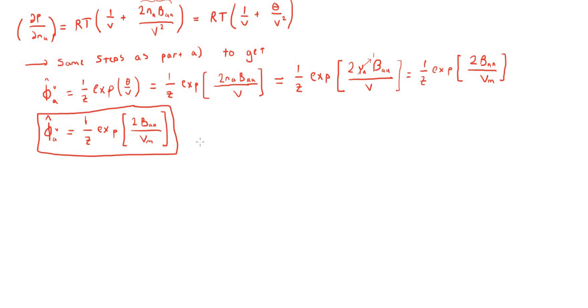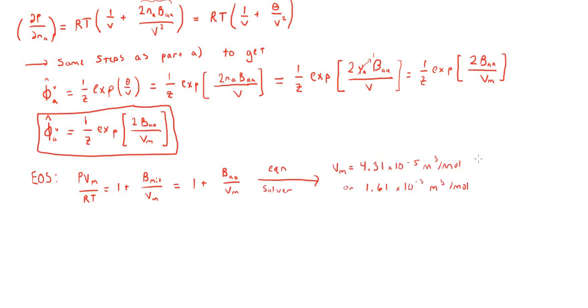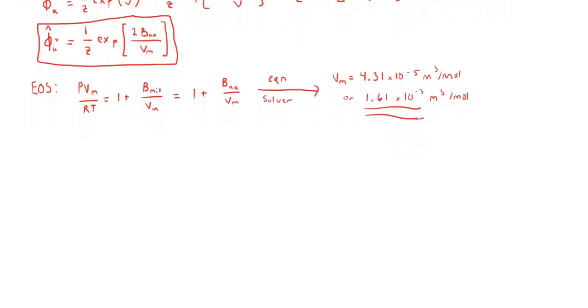Now to get the numerical value of the fugacity coefficient, we need to solve for the molar volume. You can use an equation solver to solve for the molar volume, and again, you'll get that there are two possible options. The first one is 4.31 times 10 to the negative 5th meters cubed per mole, and the second is 1.61 times 10 to the negative 3rd meters cubed per mole. In part A, when we had two options for the molar volume and we had to figure out which one was more reasonable, we ended up choosing the bigger value for the molar volume. So in this case, we are going to choose the larger volume of 1.61 times 10 to the negative 3rd meters cubed per mole.